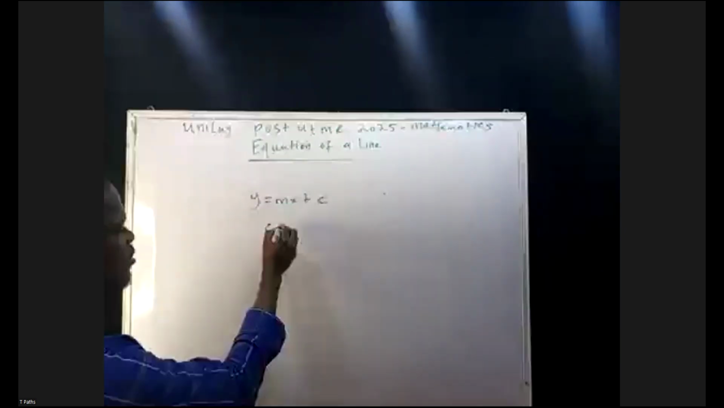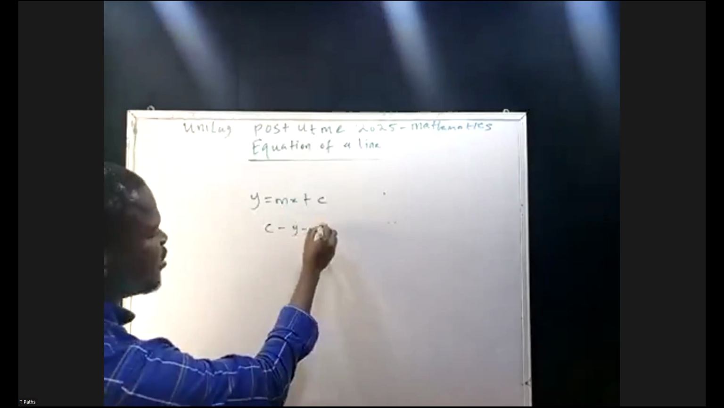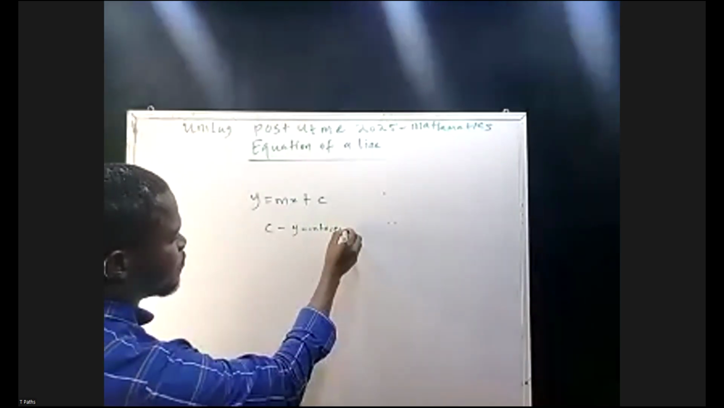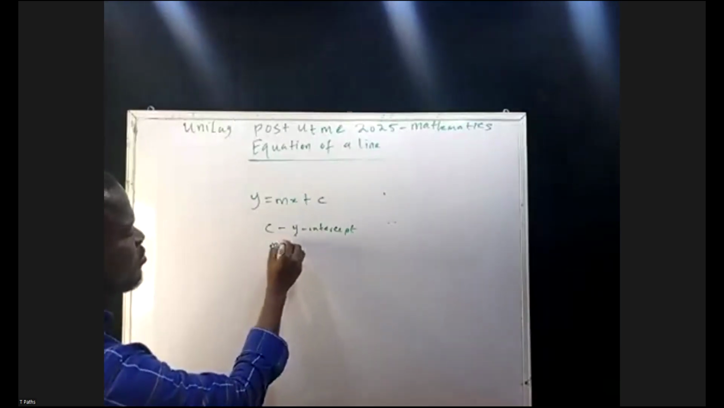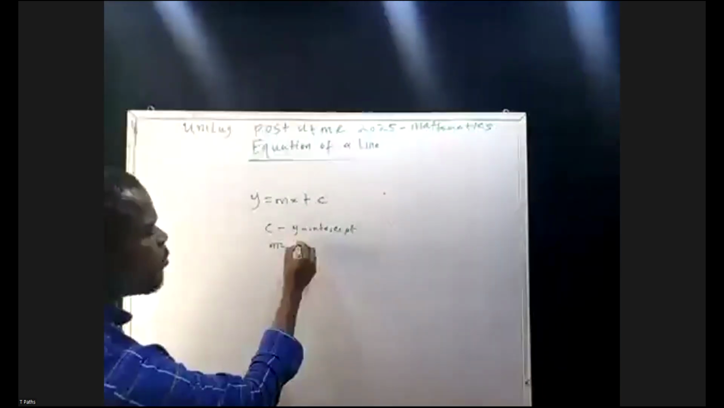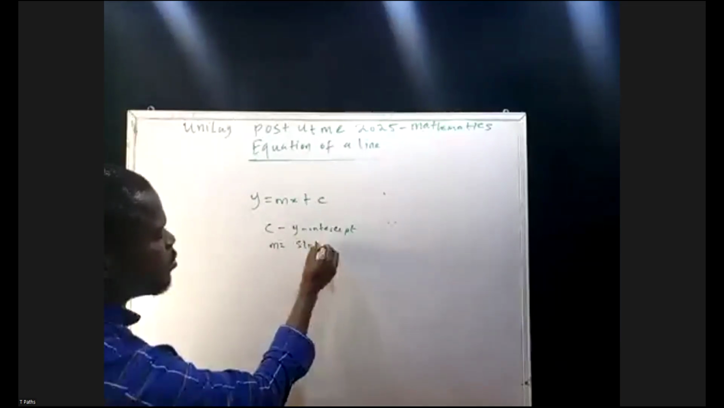C is the what? Y what? Intercept. And m is the what? Slope. M is the slope.